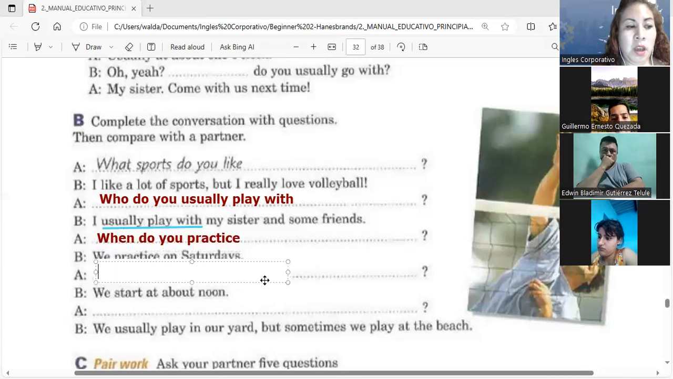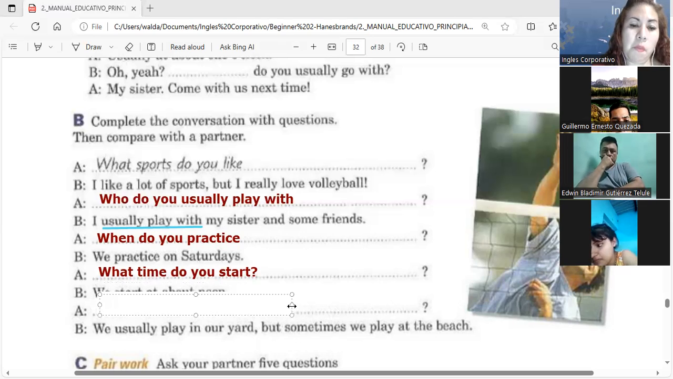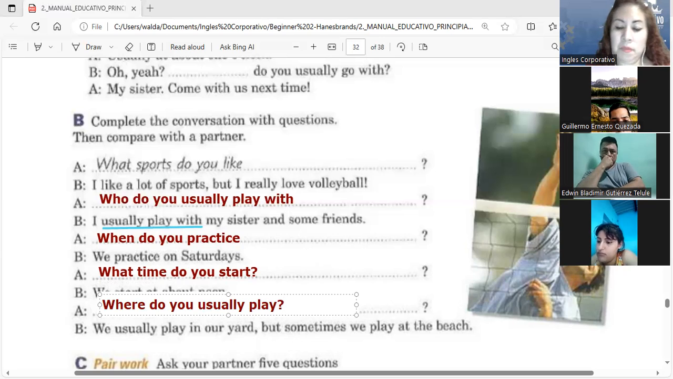Next question. What time do you start? What time do you start? When do you start? Okay. What time do you start? Answer, we start at about noon. And finally, where do you play? Where do you usually play? Usually play. Good. All right. Any questions so far?